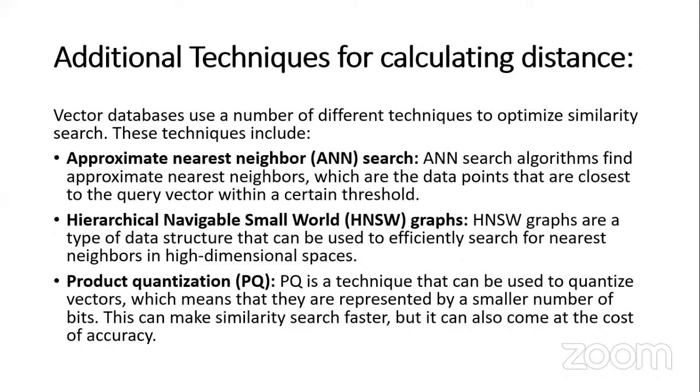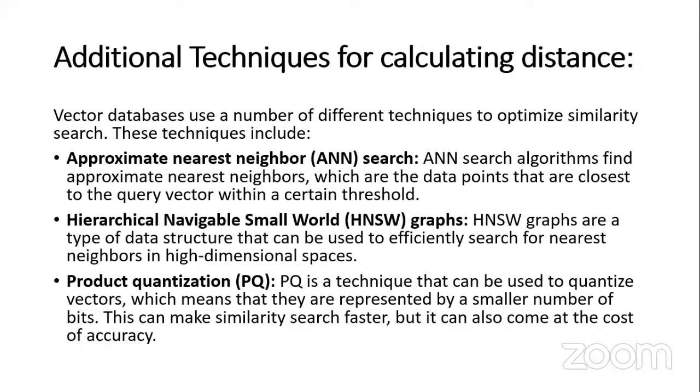These are basically a type of data structure which can be used for nearest neighbors in high dimension spaces. So if you're already working with high dimensional spaces, you can get the nearest neighbor using these hierarchical navigable small world graphs. Then you have product quantization. Now, this is a technique which can be used to quantize the vectors. That means they will be represented by a smaller number of bits. So these vectors are broken down into small bits, and this makes it easier for you to search for similarity in a faster way.